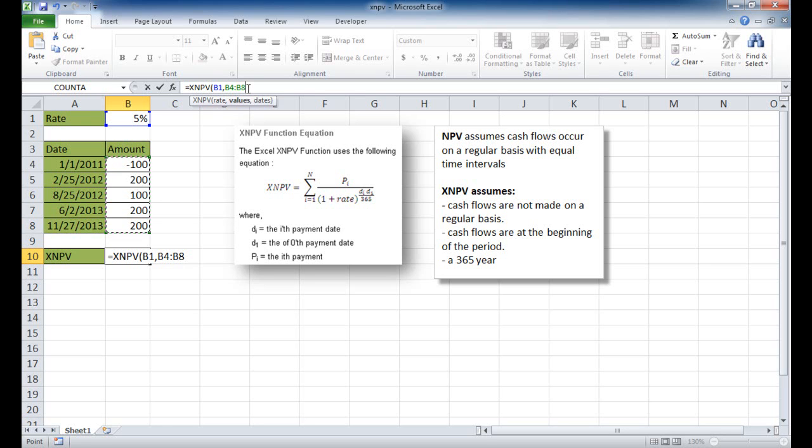So after we enter the values, then we have to enter the dates. So the dates are here. And once I click that, close parentheses, press enter, and we have our XNPV. In this case, the value is greater than 0, so this is a good investment to pursue.